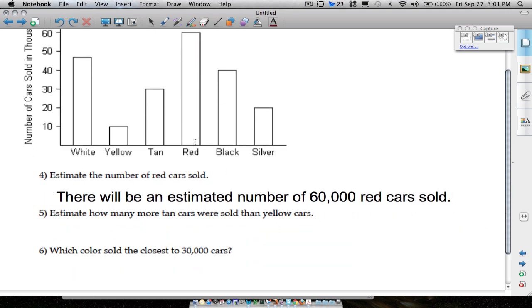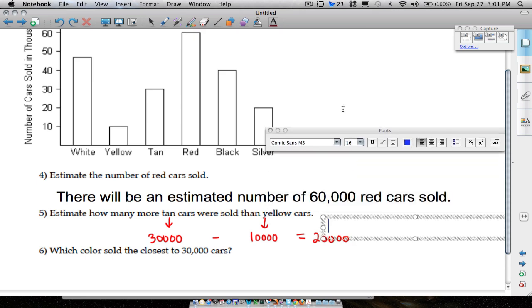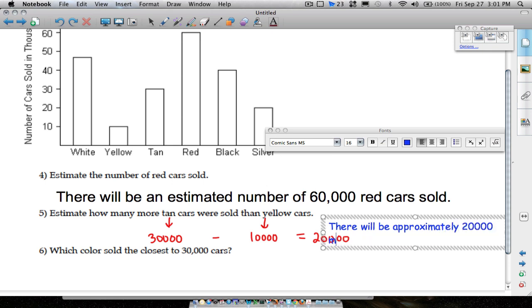Estimate how many more tan cars were sold than yellow cars. Tan looks to be right around the 30 mark, so we'll say 30,000. And yellow cars looks to be right around the 10 mark, so we'll say 10,000. Let's subtract the two, so we get 20,000. And our answer here, we can say there will be approximately 20,000 more tan cars sold than yellow cars.